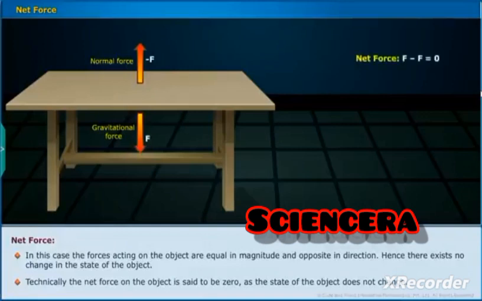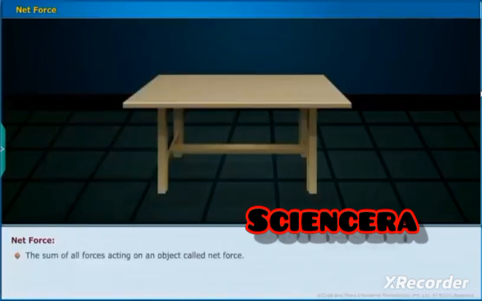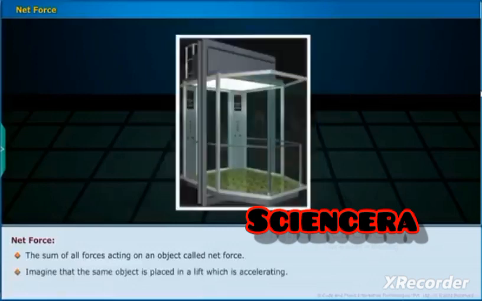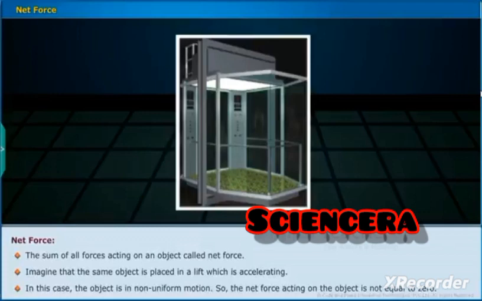Technically, the net force on the object is said to be zero, as the state of the object does not change. The sum of all forces acting on an object is called net force. Imagine that the same object is placed in a lift which is accelerating. In this case, the object is in non-uniform motion. So, the net force acting on the object is not equal to 0.